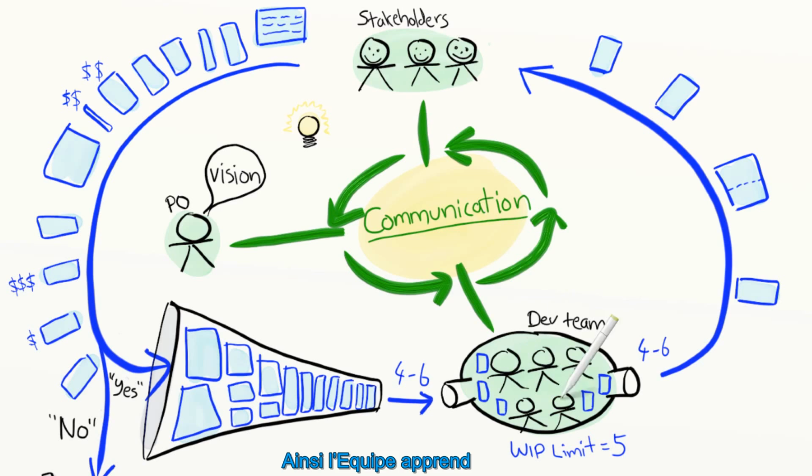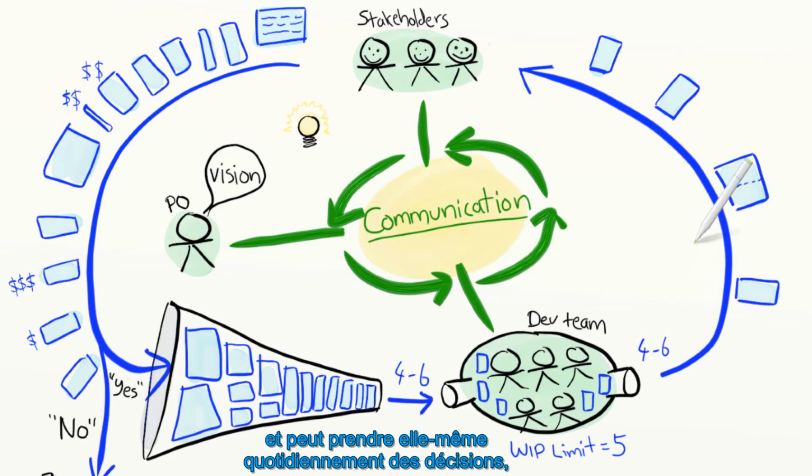That way the team learns and can make daily trade-off decisions on their own, so Pat can focus on the big picture. Let's take a look at a few of the trade-offs that need to be made by Pat and the team. First of all, there's a trade-off between different types of value.